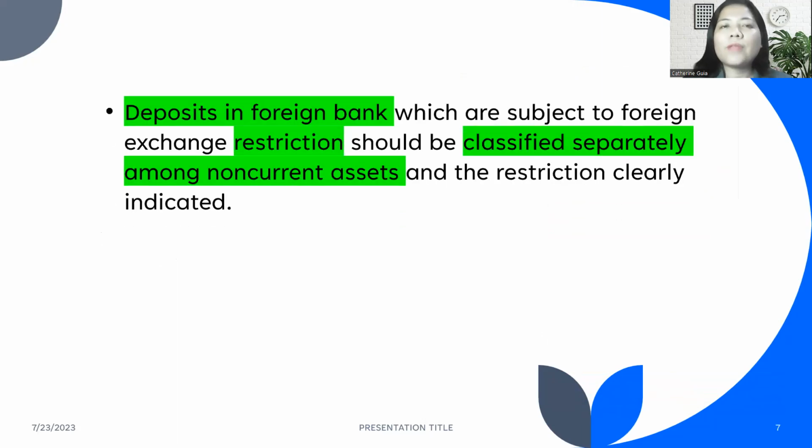You have to take note of this, that deposits in foreign banks, which are subject to foreign exchange restriction, should be classified separately among non-current assets and thus the restriction clearly indicated. If you can still remember the PAS guidance that I shared with you, in order for our cash or cash equivalents to be considered as current asset, it should be unrestricted. So meaning it should not be restricted.